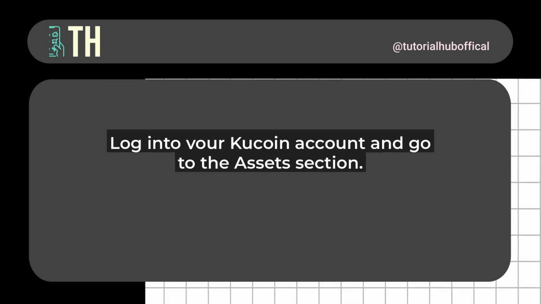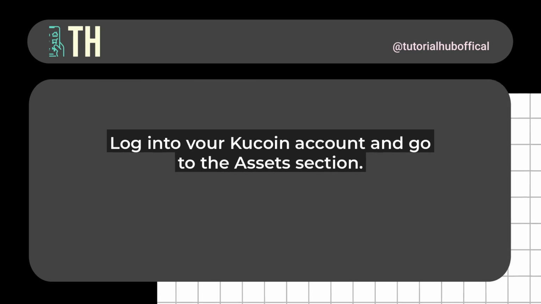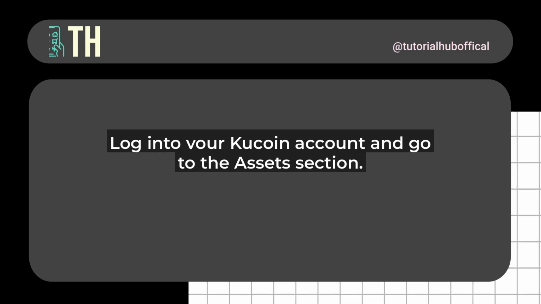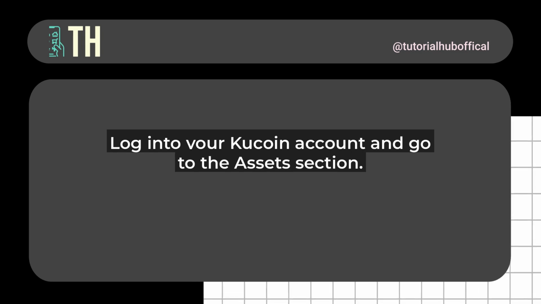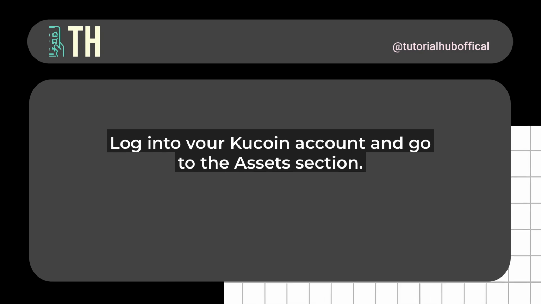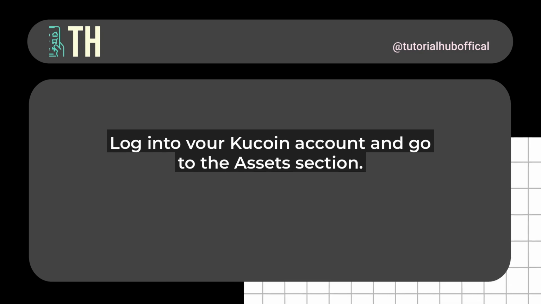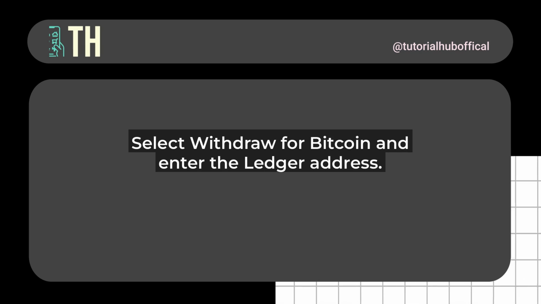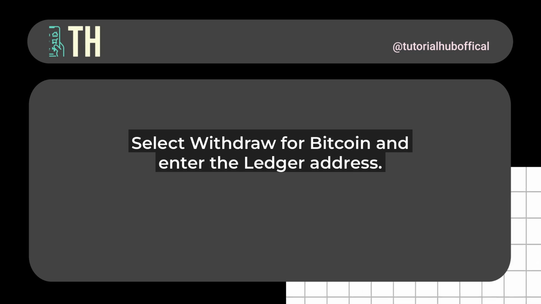Next, log into your Kucoin account on their website or app. Head over to the Assets or Wallets section and select Bitcoin. Now, click on the Withdraw button. You'll need to enter the Bitcoin address from your Ledger Nano X that we just got. Don't forget to specify the amount you want to send. Start small if you're testing the waters.